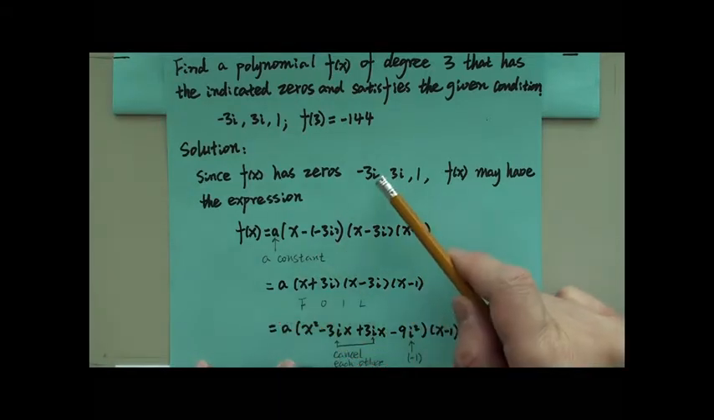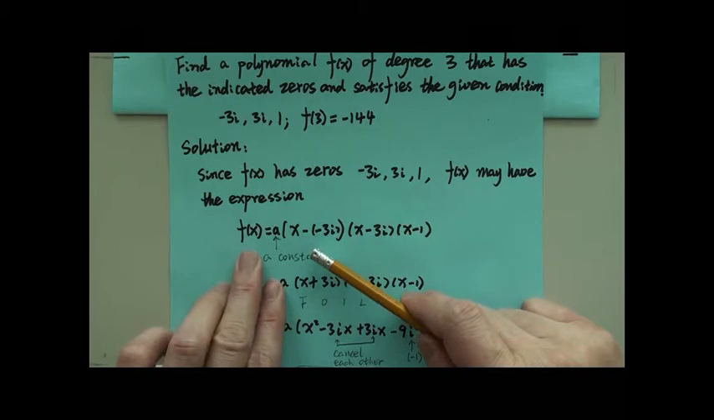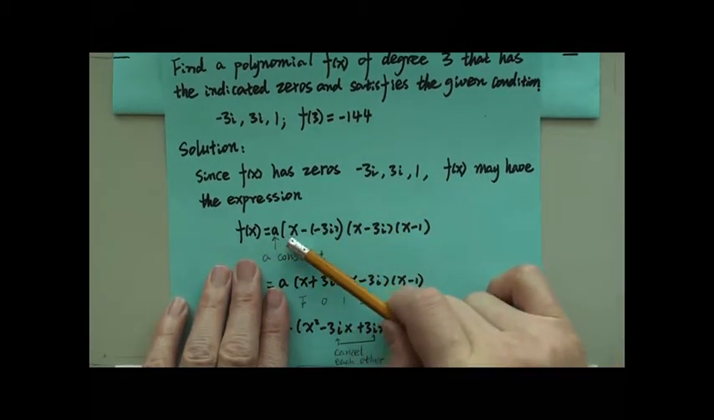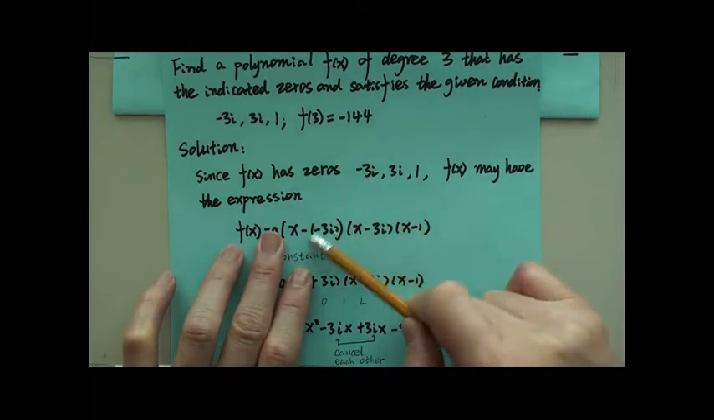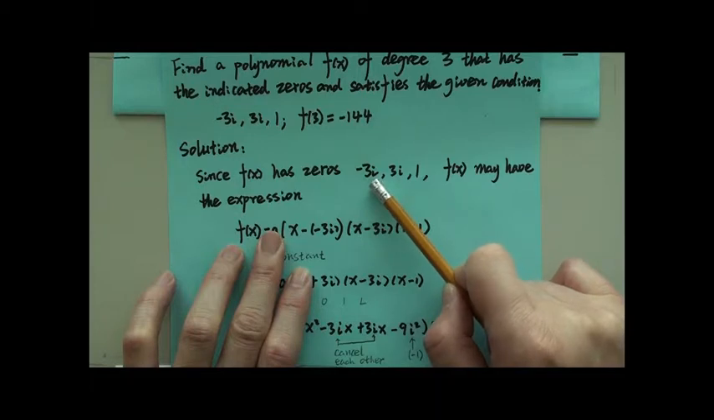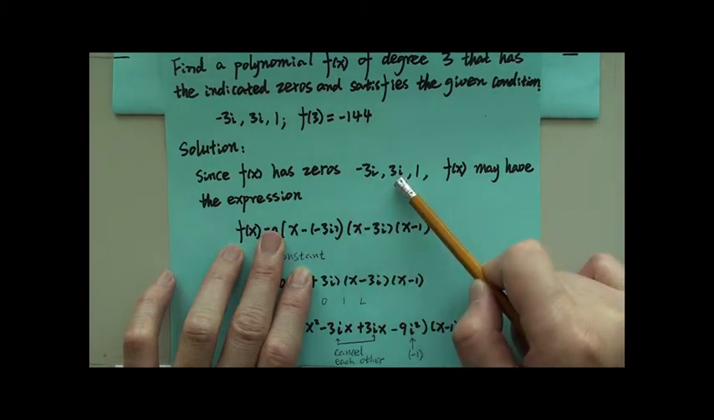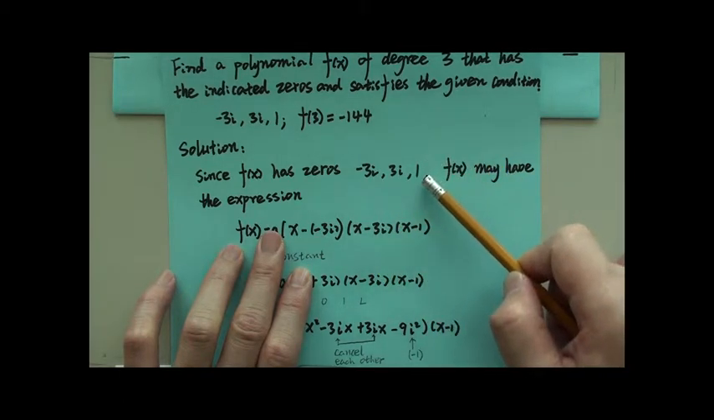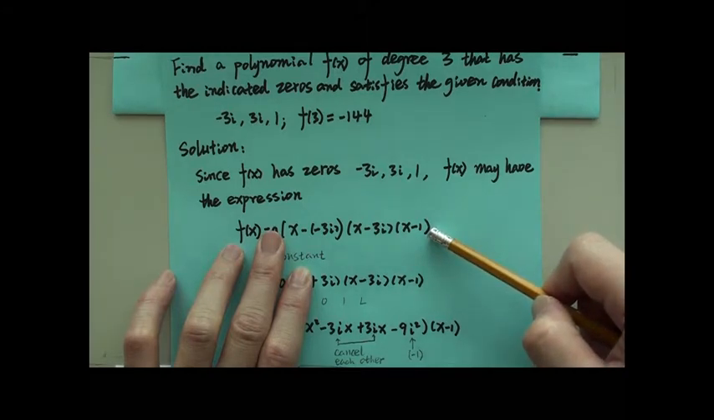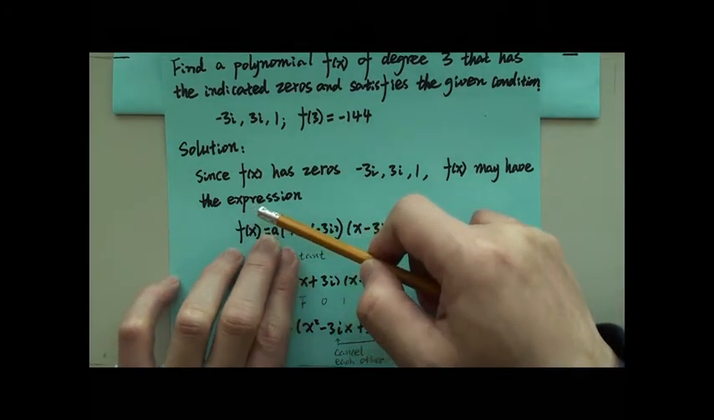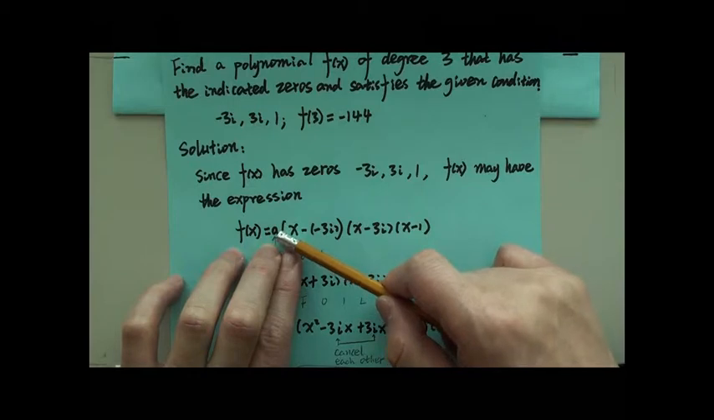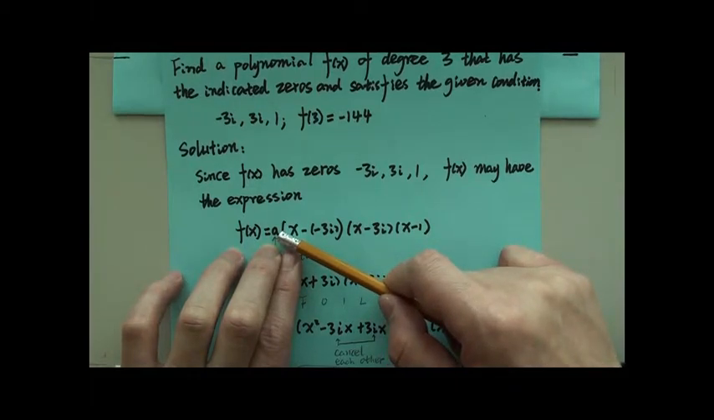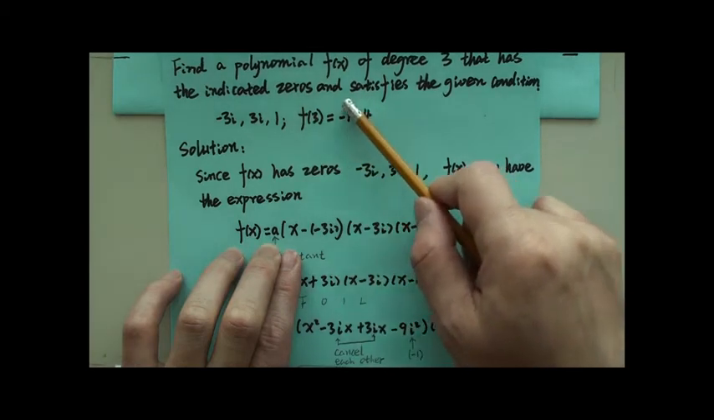Since we have three zeros, f of x must look like this: a times x minus the first zero, this is negative 3i, that's the first zero, and x minus the second zero, and x minus 1. So we are sure that f of x has this kind of form, but we are not sure what the constant a is. That's what we need to find out by using this condition.